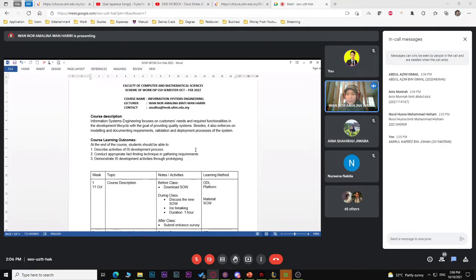We call it a working model. You can see here in the course learning outcome, the third one is through prototype. Prototype is also known as working model. Okay, so looking at the learning outcome.